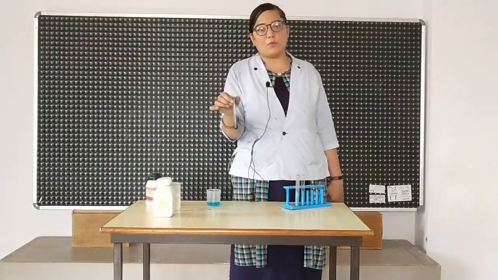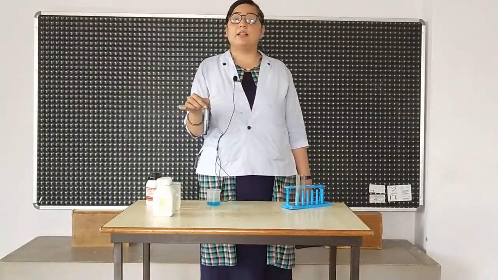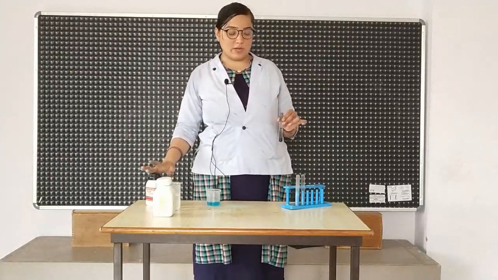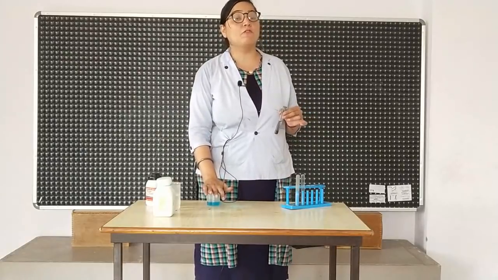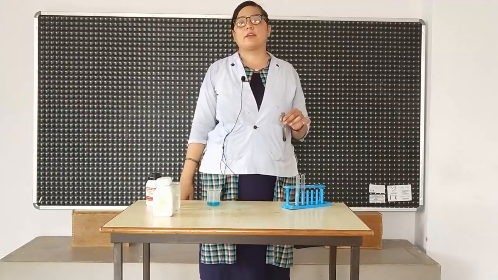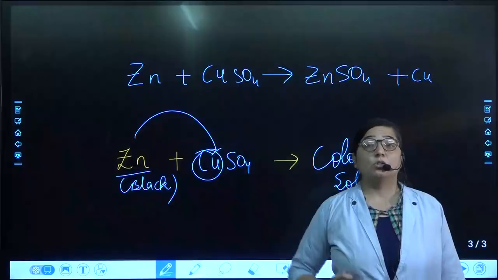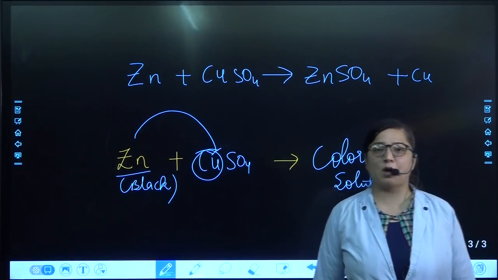So this is how the metal displacement reaction occurs. That is, a more reactive metal, which is zinc, will displace a less reactive metal, which is copper, from its solution. Finish it. So I hope you have understood this content properly.